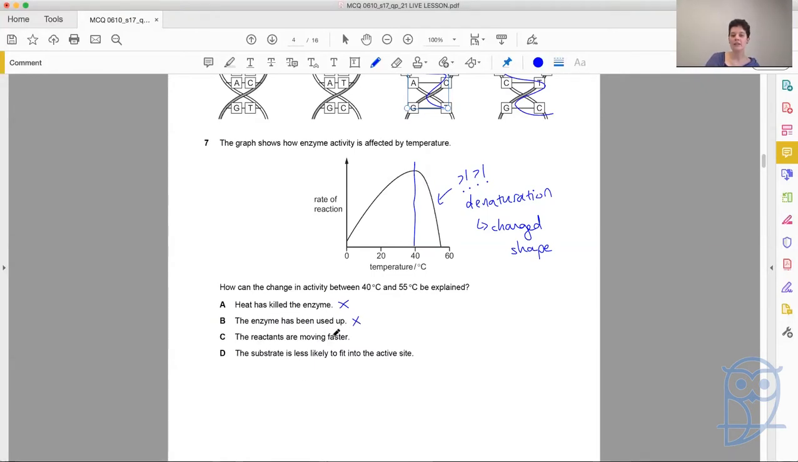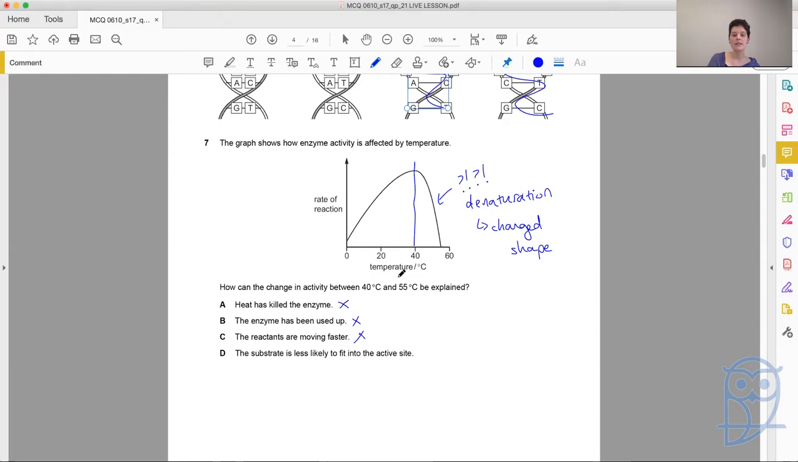The reactants are moving faster. Well, yes, but that would cause more interactions and more reactions. So that is not going to explain a decrease. That would cause this increase. So we certainly hope that D is going to be right.